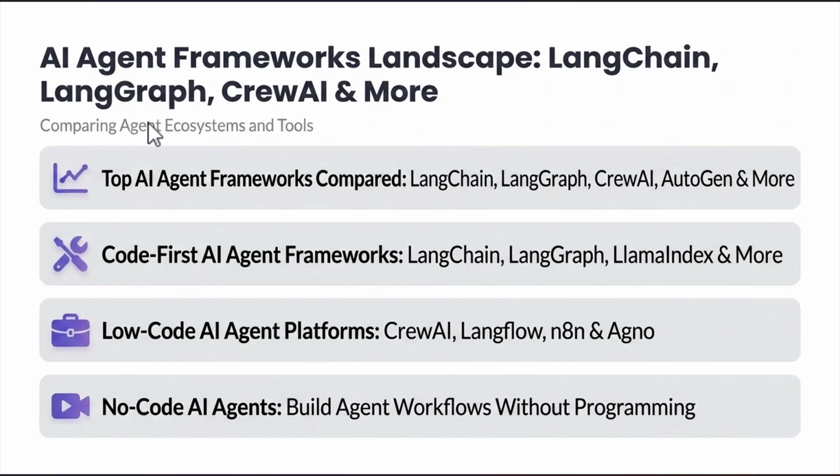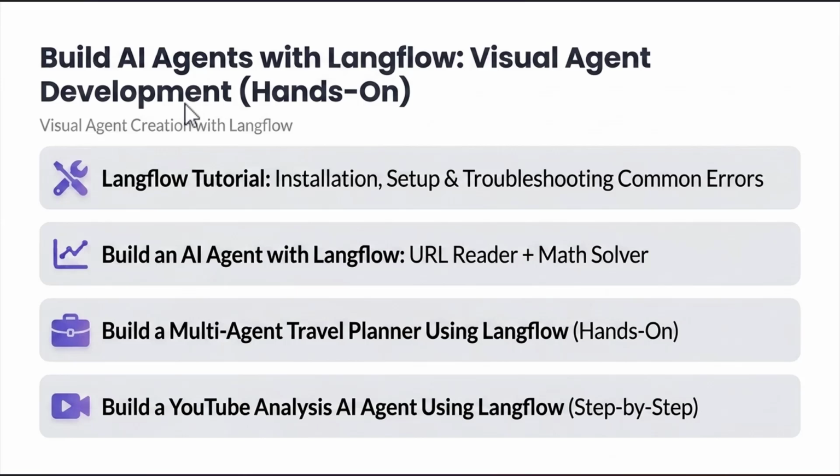Before diving deeper into specific tools, we'll take a guided tour of today's AI agent ecosystem. You'll compare popular frameworks including LangChain, LangGraph, CrewAI, AutoGen, LlamaIndex, Langflow, Agno, N8N, and other emerging platforms. We'll discuss code first, low code and no code approaches so you can understand where each framework fits and when to use it.